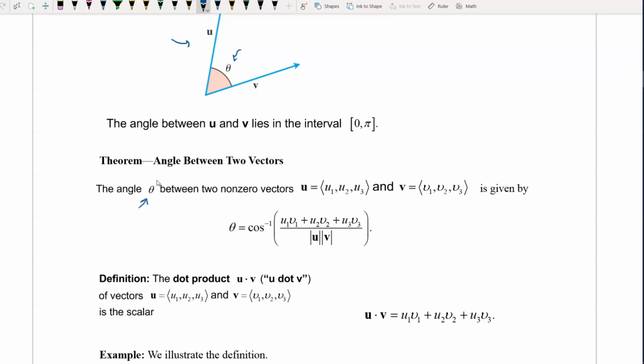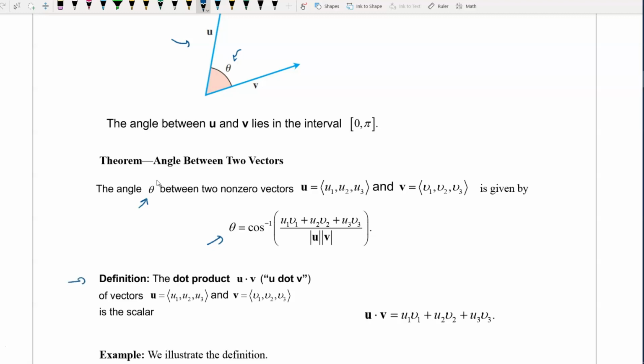The angle theta between two non-zero vectors u, which is u1, u2, u3, and v, which is v1, v2, v3, is given by theta equal to arccosine. In the numerator on top we have u1 times v1 plus u2 times v2 plus u3 times v3, divided by the length of u times the length of v.